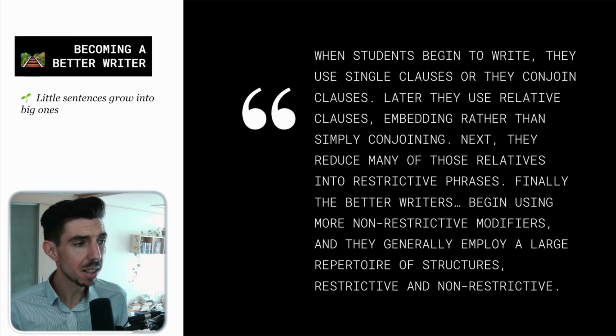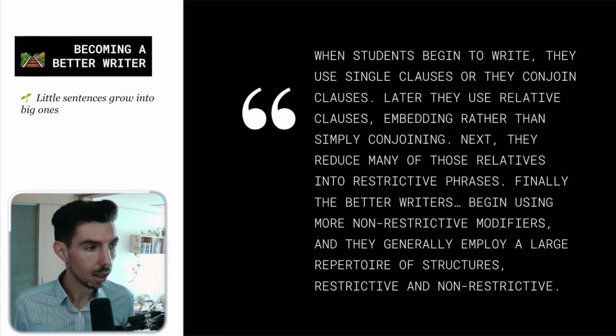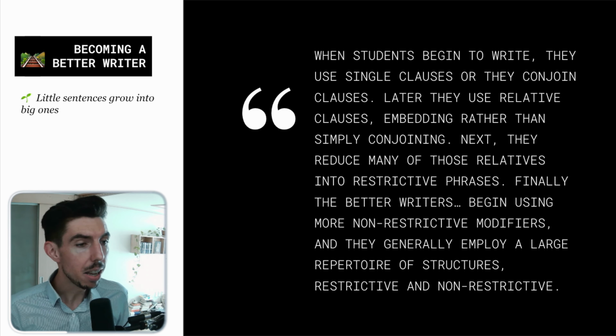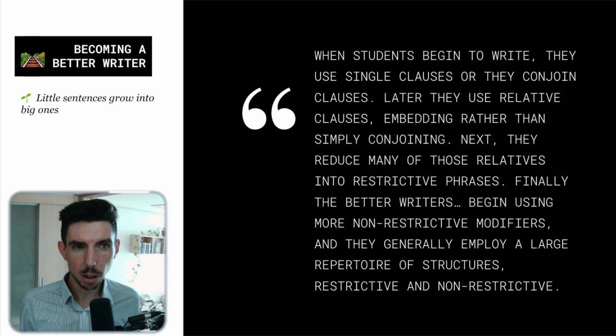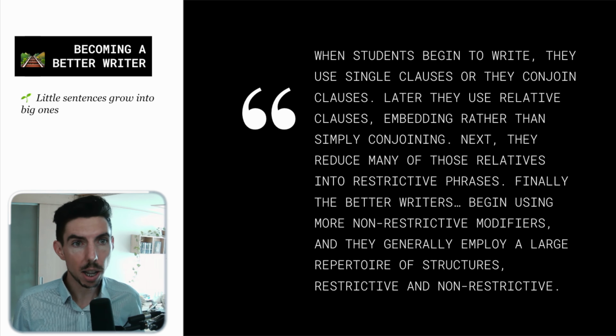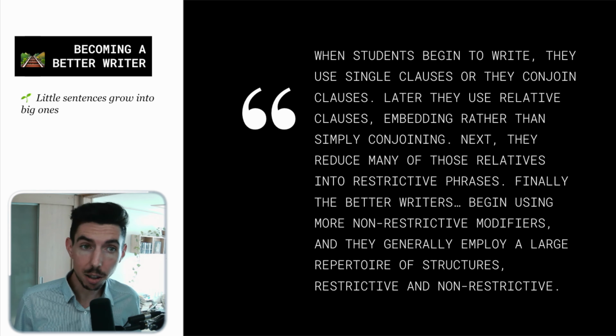So Hunt says, when students begin to write, they use single clauses or they conjoin sentences. That's step 1. Later, they use relative clauses, embedding rather than conjoining. There's an important difference between conjoining, which we'll explain in a moment, and embedding, joining them one inside the other. That's step 2. And then beyond here, he says they reduce many of those relatives into restrictive phrases. It's fine if you don't know what this means yet, but this is giving us a roadmap, something we can follow when we think about how to get ourselves beyond this intermediate level to an upper advanced level.